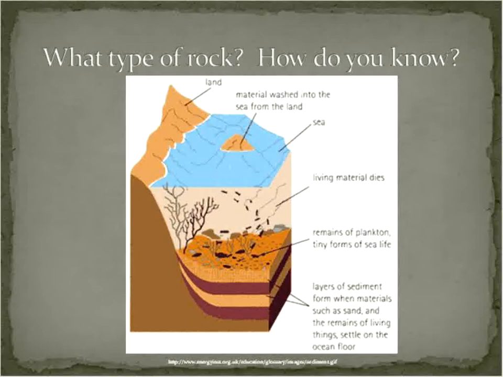Looking at this picture, Doug, go ahead and open up your 3.08 lab report and then follow along. What type of rock? How do we know? So let's take a quick look at this picture. We have land, we have weathering and erosion going on. That material is washed into the sea from land. We have living things that die and start to break down. We have remains of these living things like plankton and tiny forms of sea life. And over many years, they start to form layers of sediment.